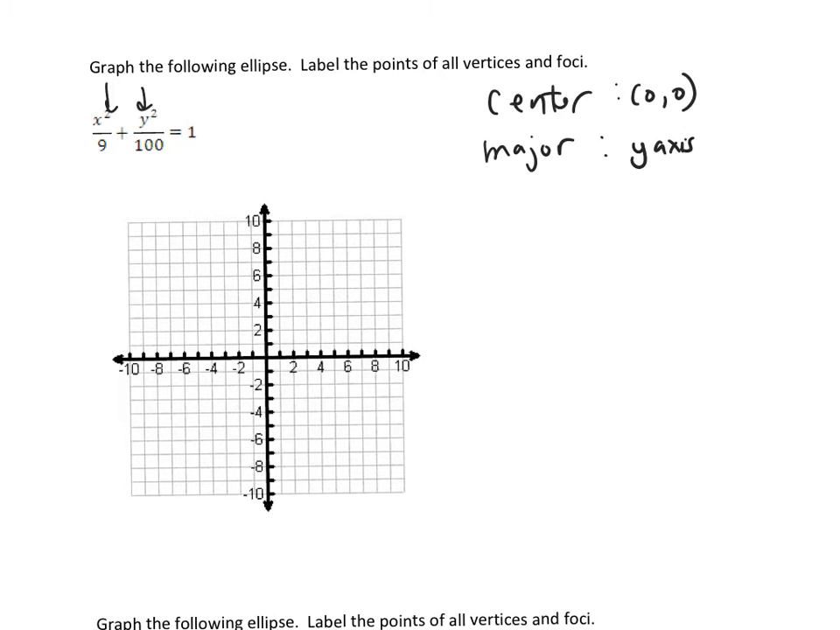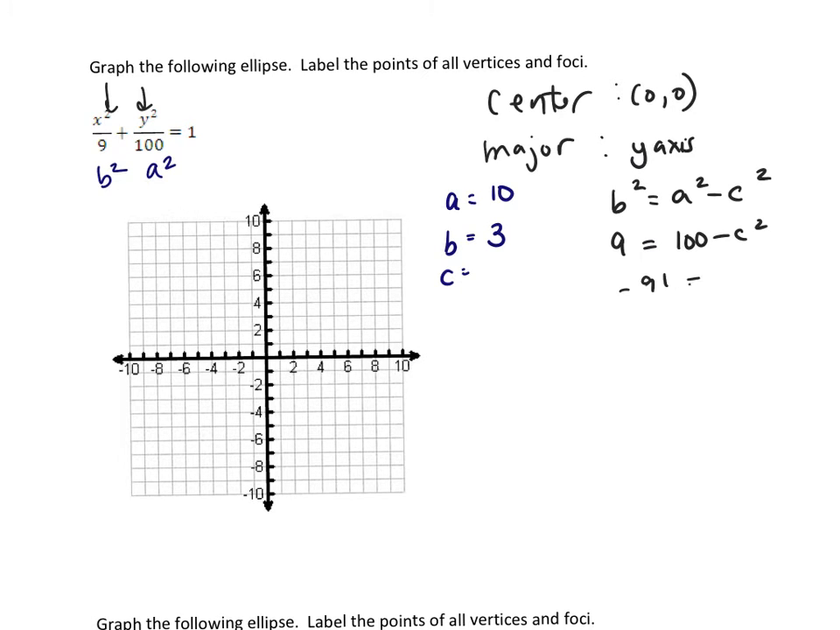So the other thing I need to try to pick out is, can I figure out what A, B, and C are? And from the equation, I should always be able to get A and B. A is 10, because this is A squared. Remember, it's the bigger of the two. And this is B squared, so B is 3. And then I can, of course, calculate what C is, because B squared equals A squared minus C squared. So it's 9 equals 100 minus C squared.